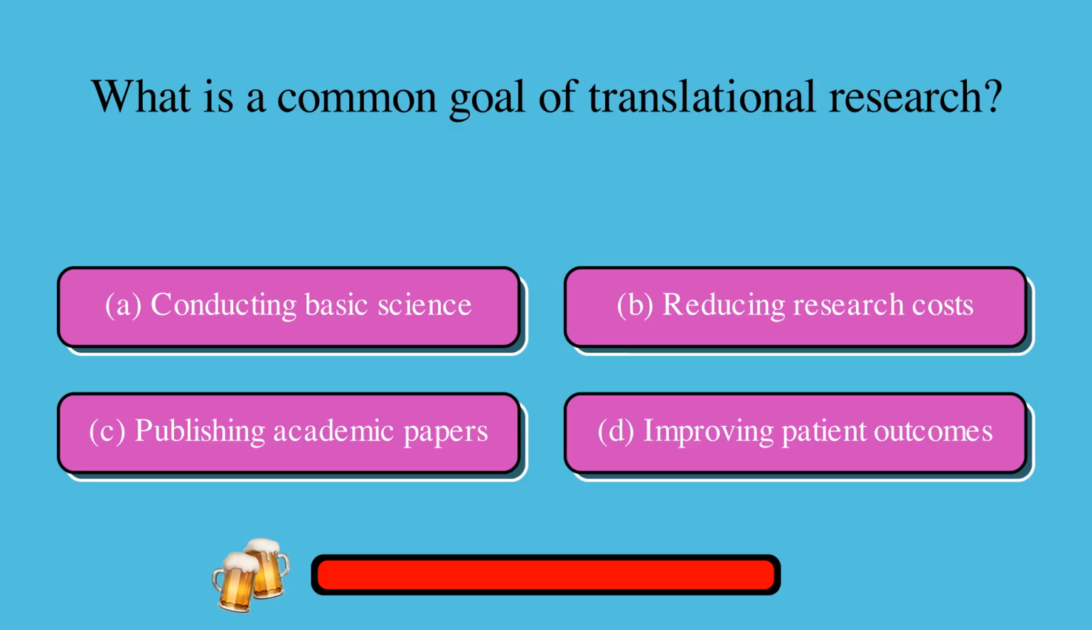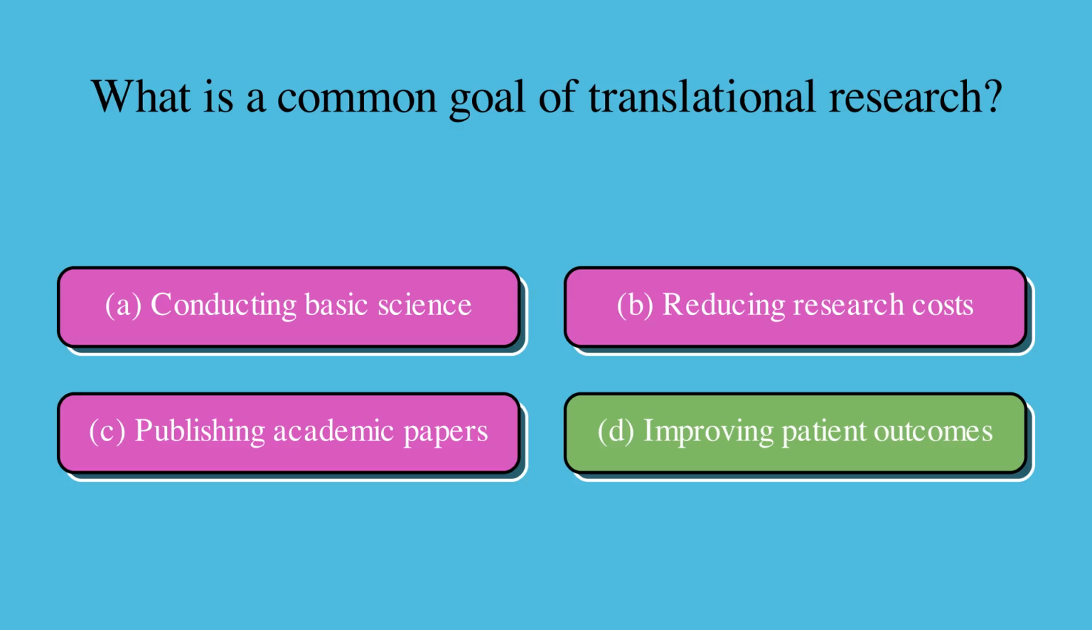What is a common goal of translational research? A. Conducting basic science, or B. Reducing research costs, or C. Publishing academic papers, or D. Improving patient outcomes. The correct answer is D. Improving patient outcomes.